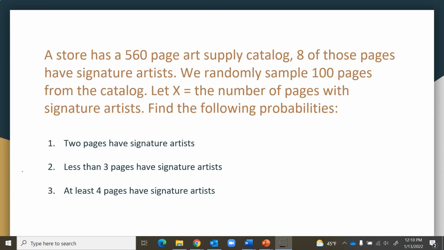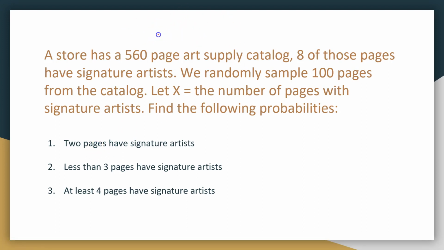I want you to take a second and look at this example. A store has a 560-page art supply catalog. 8 of them have signature artists. We randomly sample 100 pages from the catalog. X is the number of pages with signature artists. Find the following probabilities. You're going to go to Desmos and try this on your own.